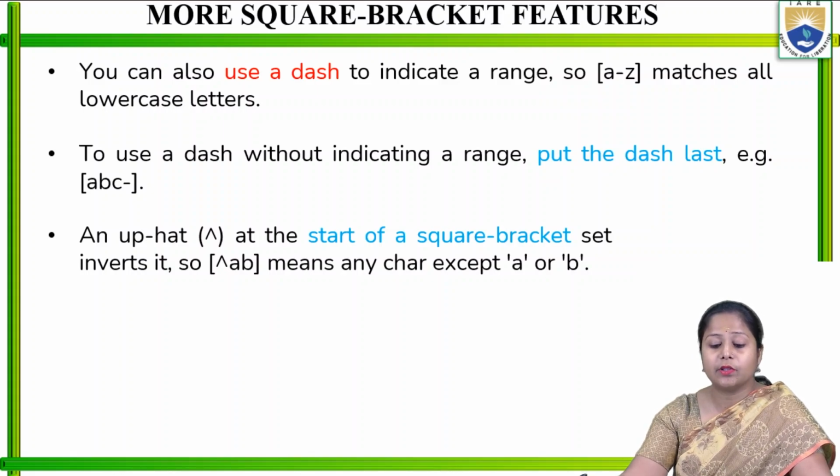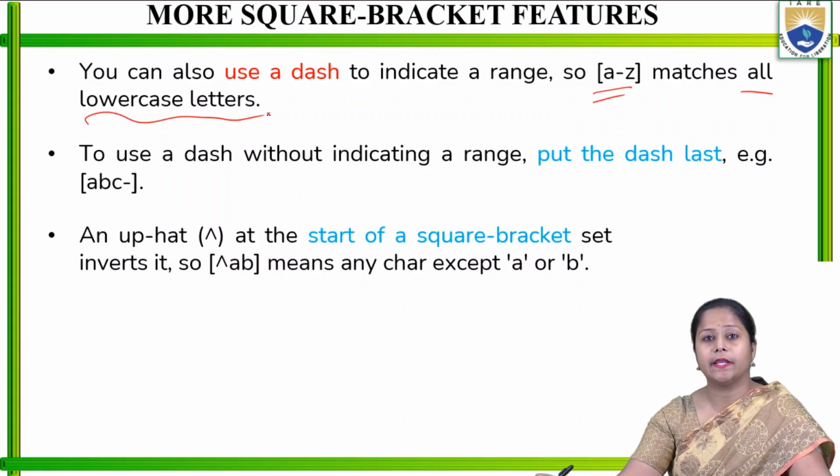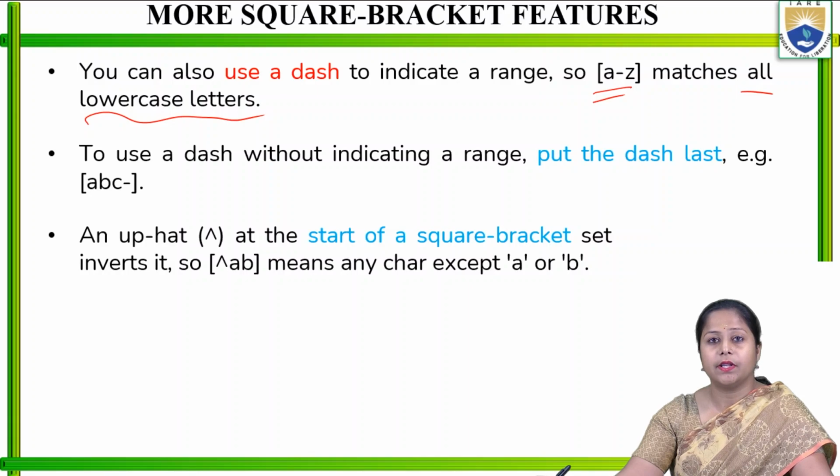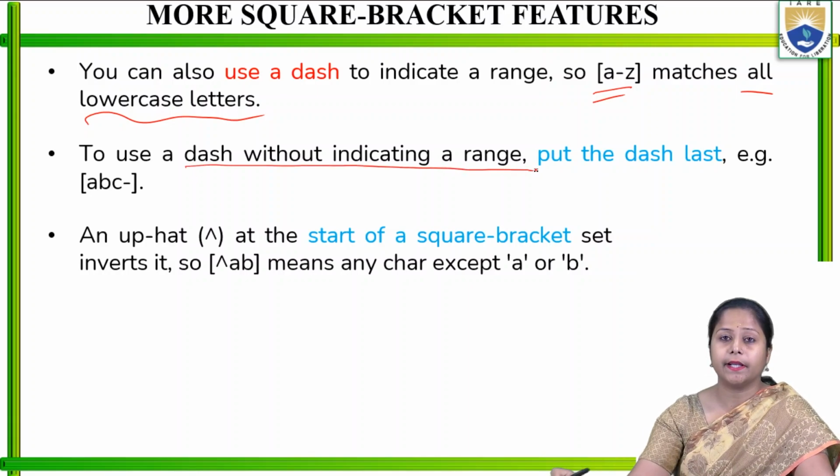Now let's look at the other square bracket features. You can also use a dash to indicate a range. Let's consider square bracket a-z, which is going to match all lowercase letters. We need to write it like this. To use a dash without indicating a range, we need to put the dash last.